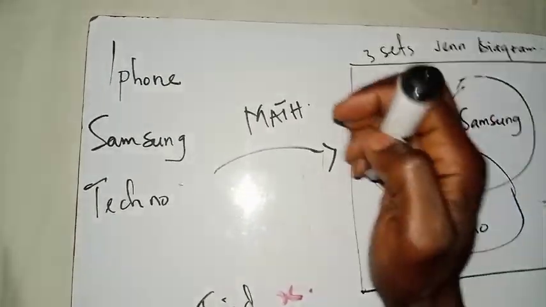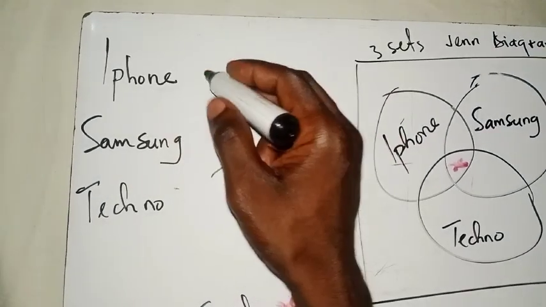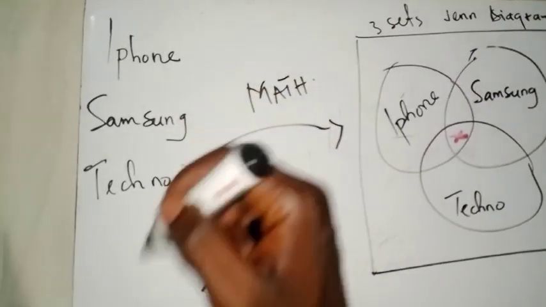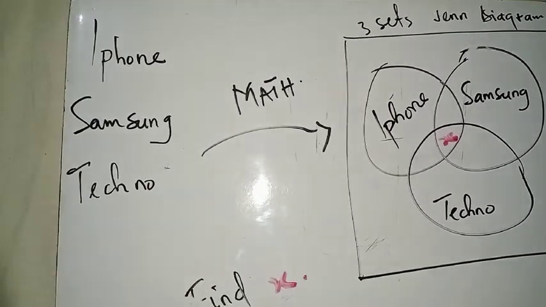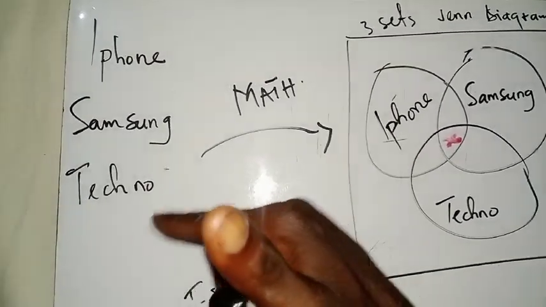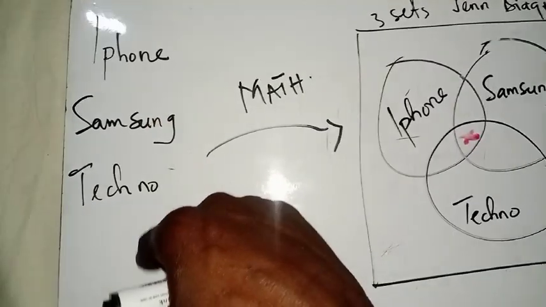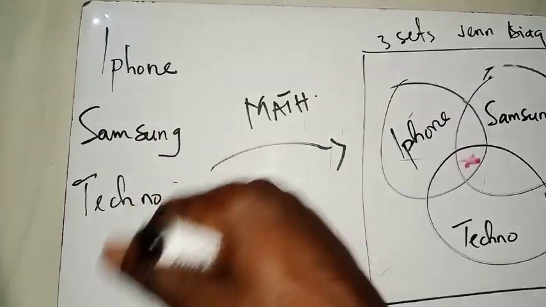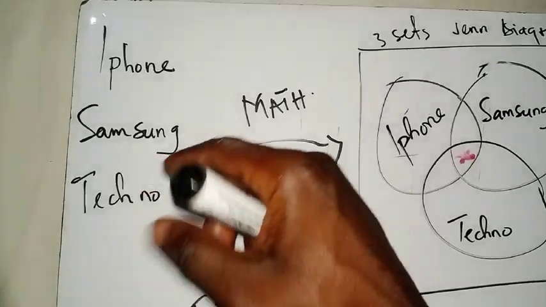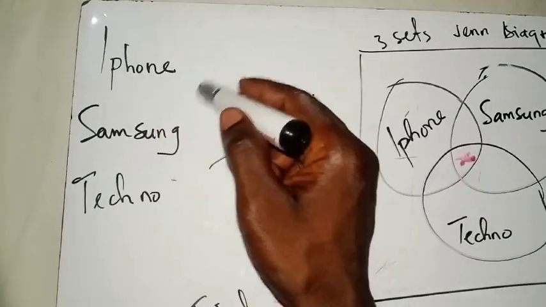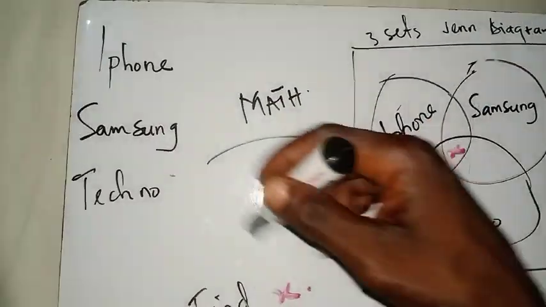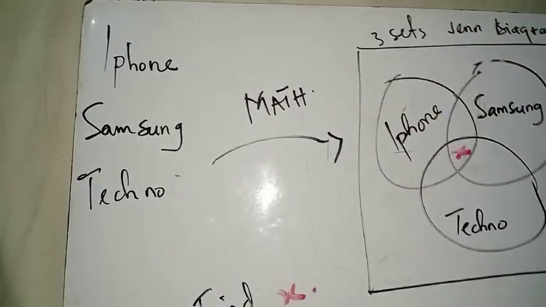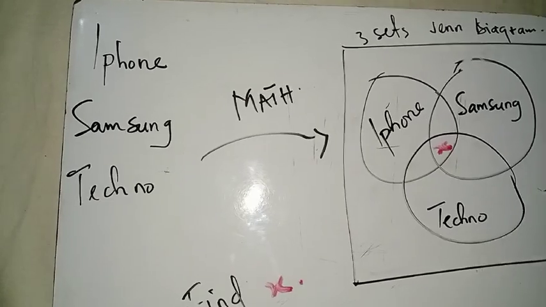I believe you are familiar with these things here. This is an iPhone, right? You have a Samsung as well as a Techno. I know that you watching me right now may belong to any of these three camps. So make sure that you comment your brand below. If you are an iPhone user, comment iPhone. If you have Samsung, comment Samsung. Let's play the game in the comment section below.